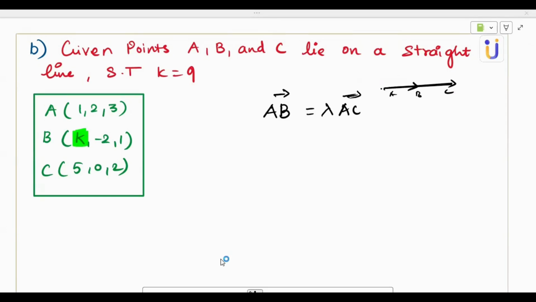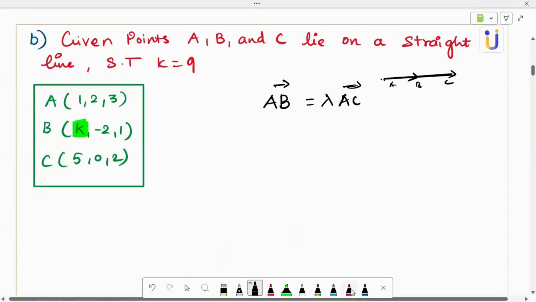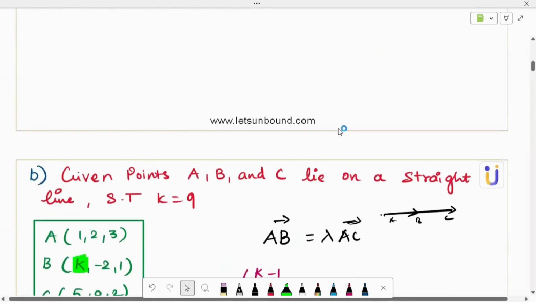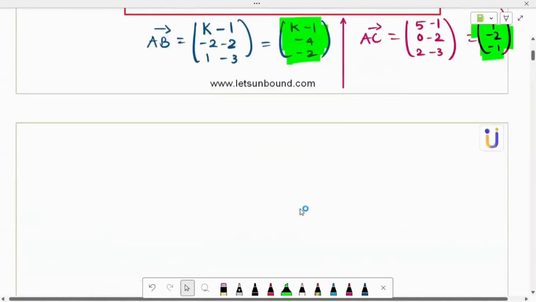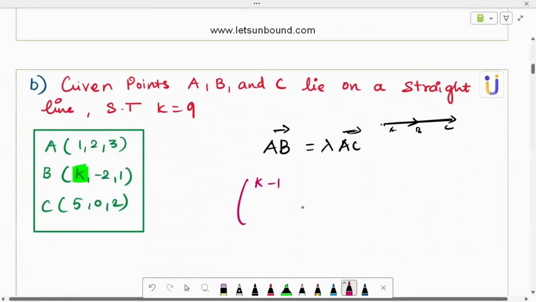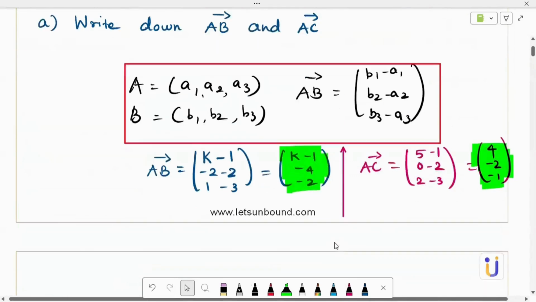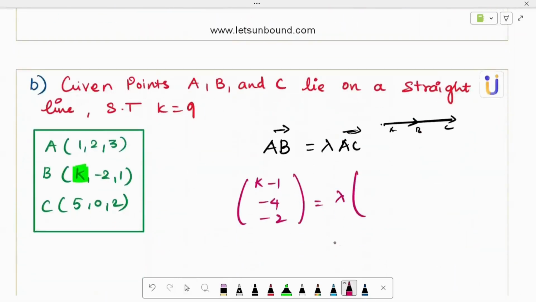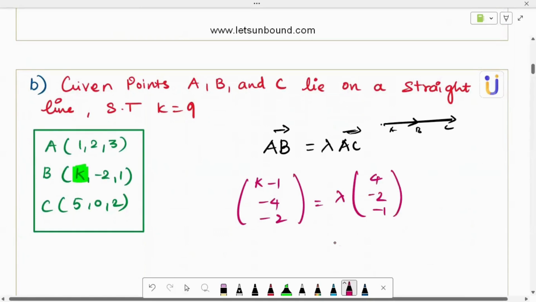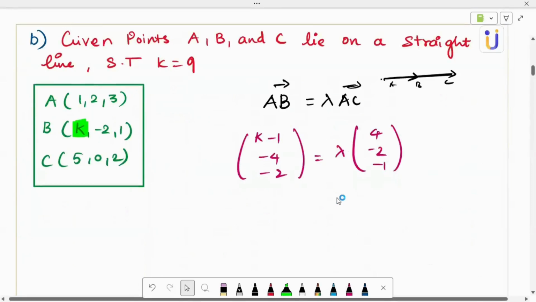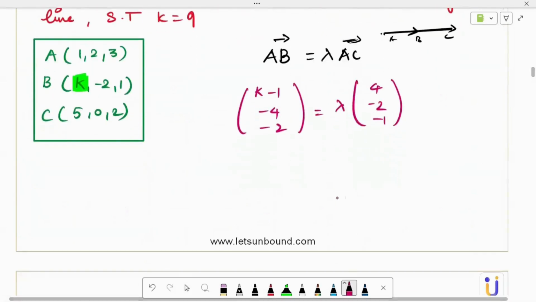Let's try. What is AB? K minus 1. We know AB and AC, that's going to help us here. K minus 1, and here it is, minus 4, minus 2. You can just copy it. Equal lambda times 4, minus 2, minus 1. And let's equate it. When you solve, you will get a lambda and then you will get K. So this is the condition. That's simple. Now we can solve it.